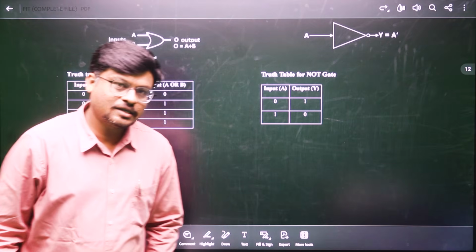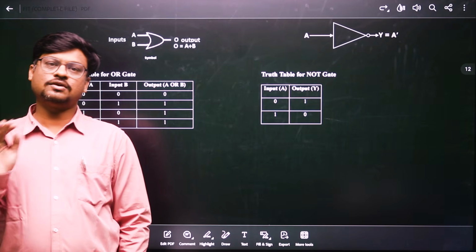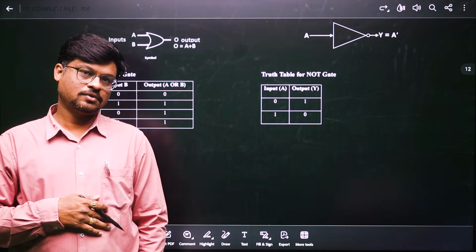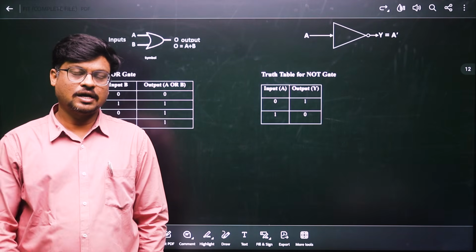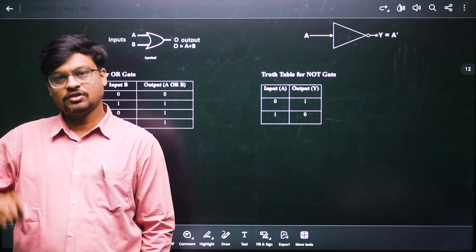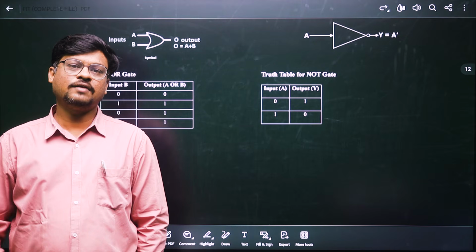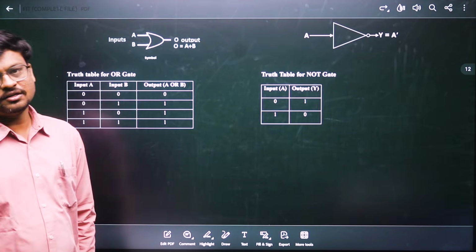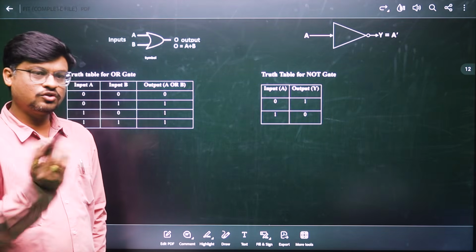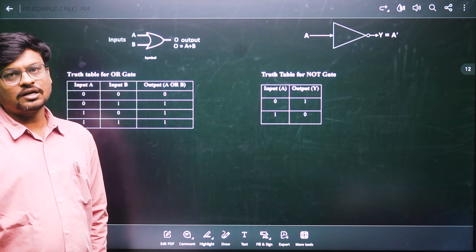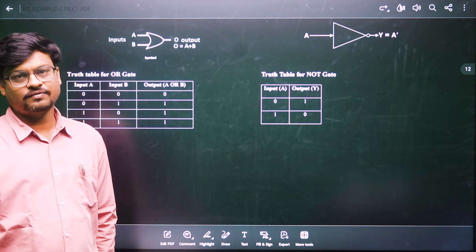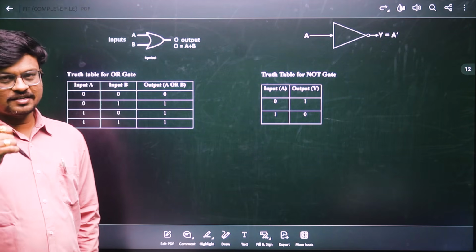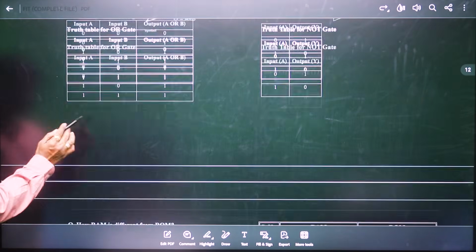Logical AND says, I will give the final output as true only when both the inputs are true. Logical OR says, I will give the output as false only when both the inputs are false. And logical NOT, it is very simple. You give true, it gives false. You give false, it gives true. It's the complement of the input. So true becomes false, false becomes true. These are the three logical gates.